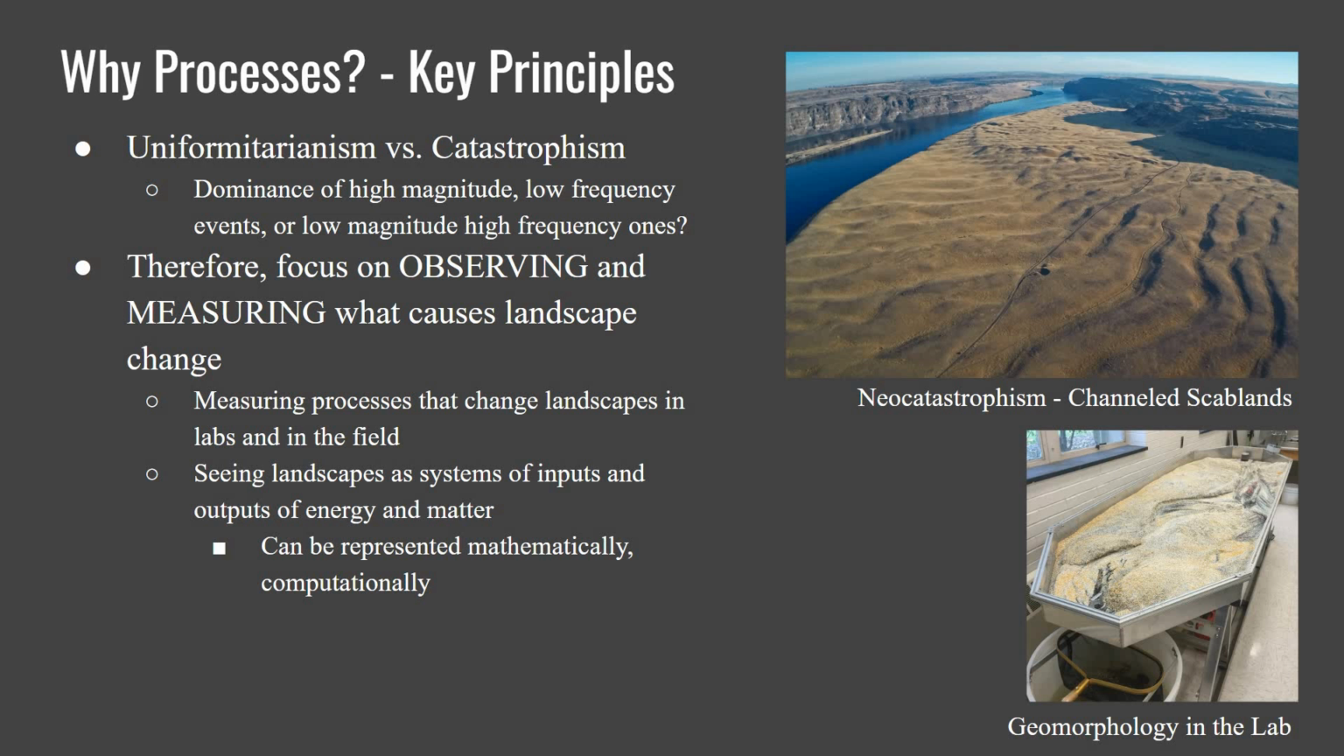With process geomorphology, the focus then is always on observing and measuring what causes landscape change rather than making grandiose theories about it. This can be achieved both in the lab and in the field. And this really allows us to see landscapes as systems with inputs and outputs of both energy and matter. And this then allows landscapes to be represented mathematically and computationally, which can really enhance our understanding of landscapes and give us some ability to predict landscape change into the future.